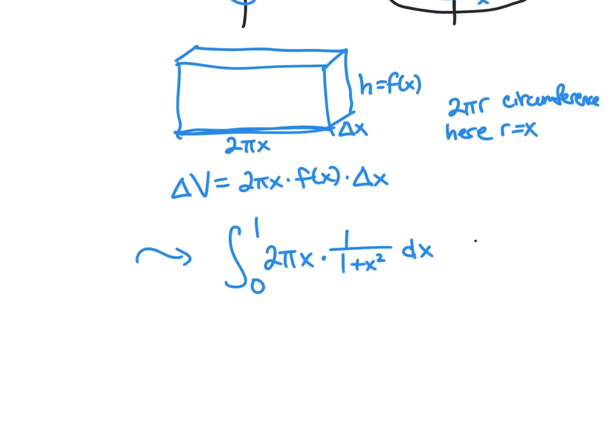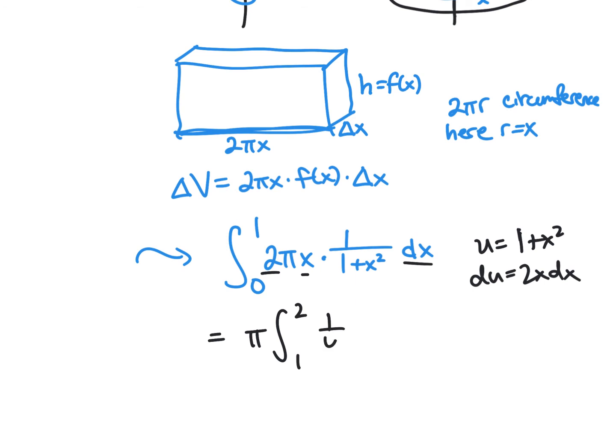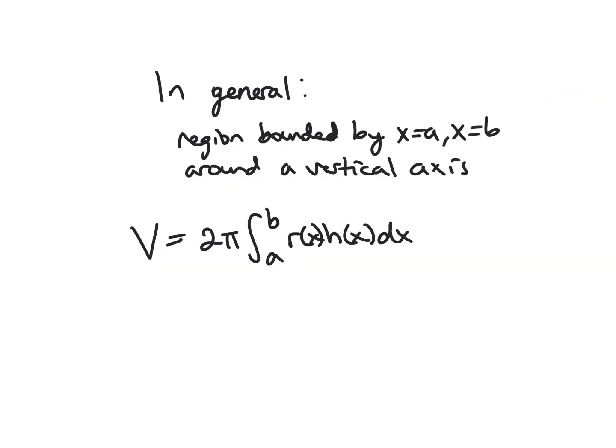This is easy to calculate because u is just 1 plus x squared, du is 2x dx, which we already have. So this is equal to pi times the integral, when x is 0, u is 1, when x is 1, u is 2, of 1 over u du. So you get pi times the natural log of u from 1 to 2. ln of 1 is 0, and so you just get pi times the natural log of 2 for the volume.